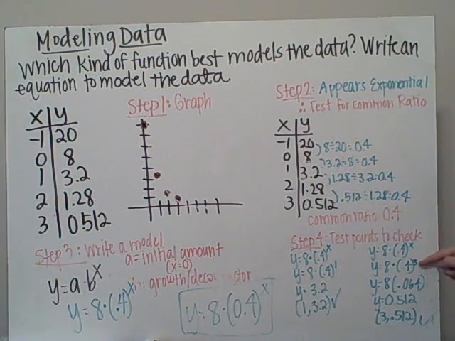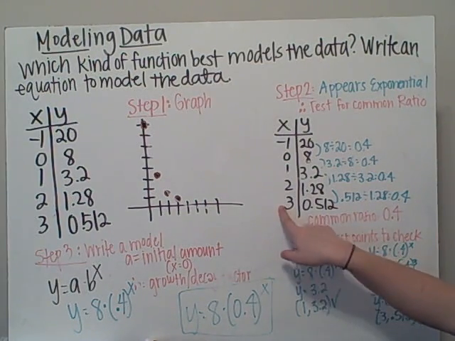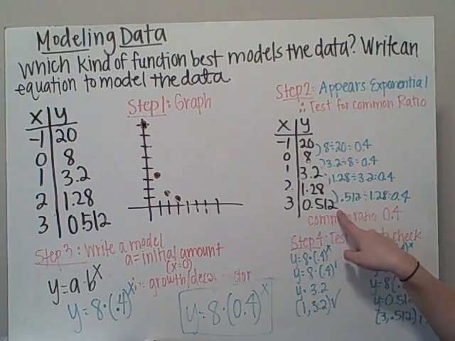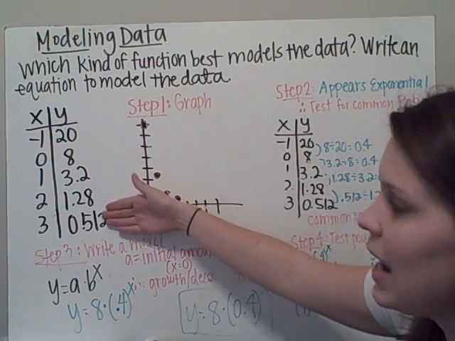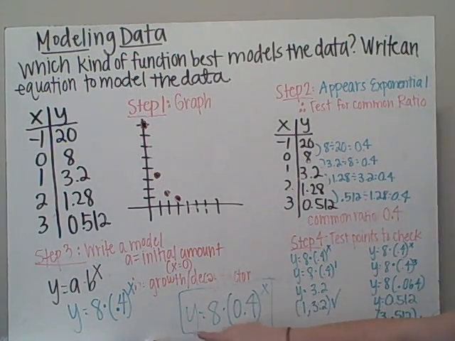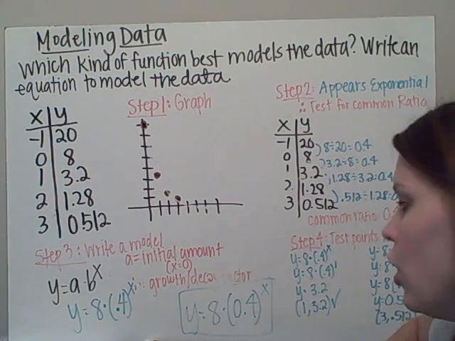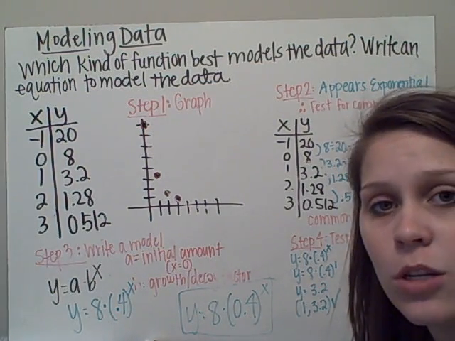So I'm also going to check when x is 3. When I plug the 3 in for x, I get y is 0.512. If I look, when x is 3, y was 0.512. So both of those points work, which tells us that the equation for this data is y equals 8 times 0.4 to the x power, which means that it is an exponential function.